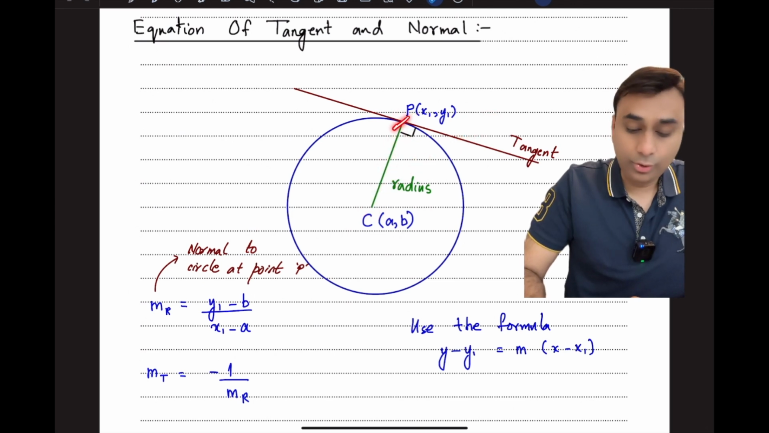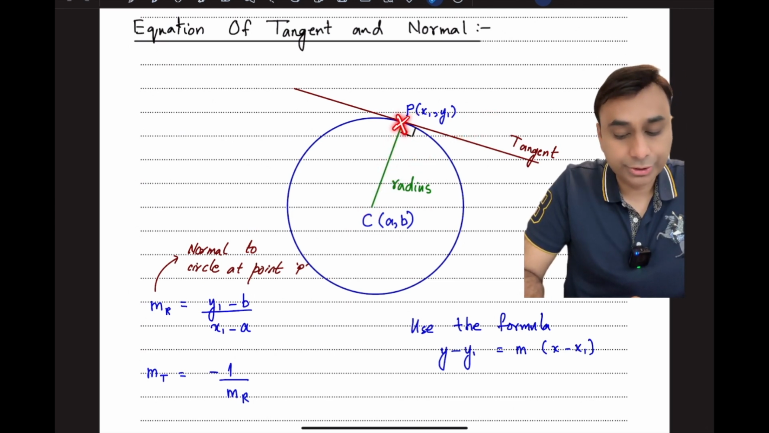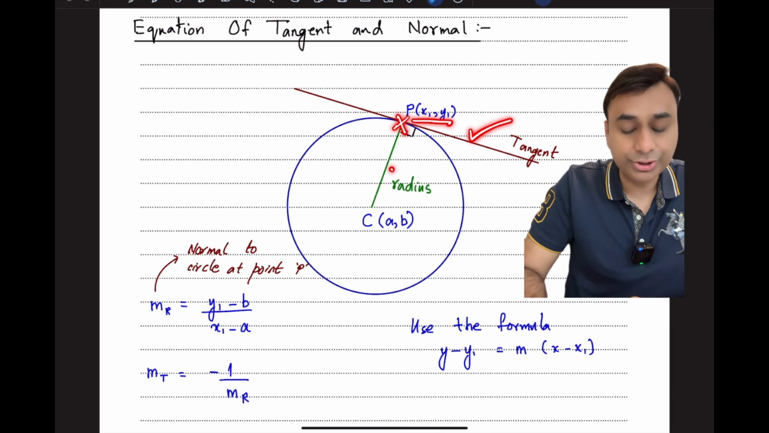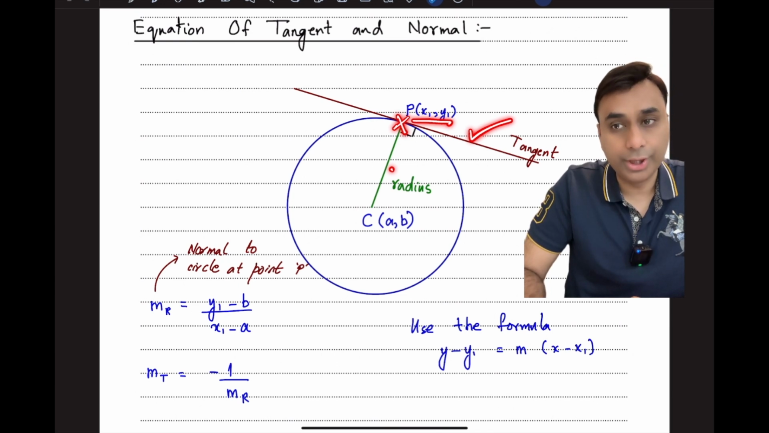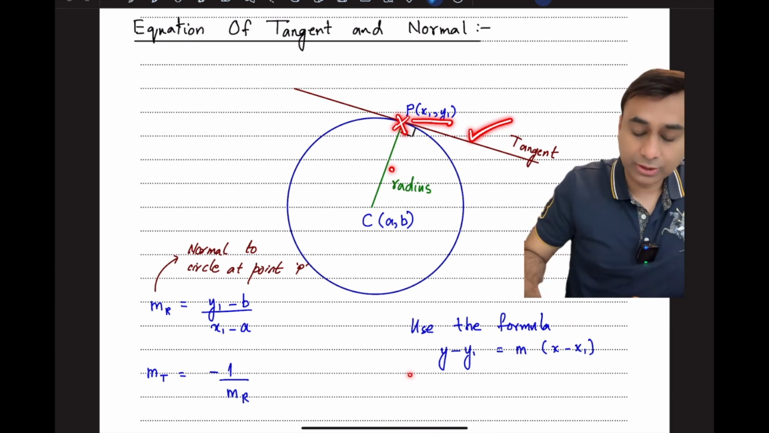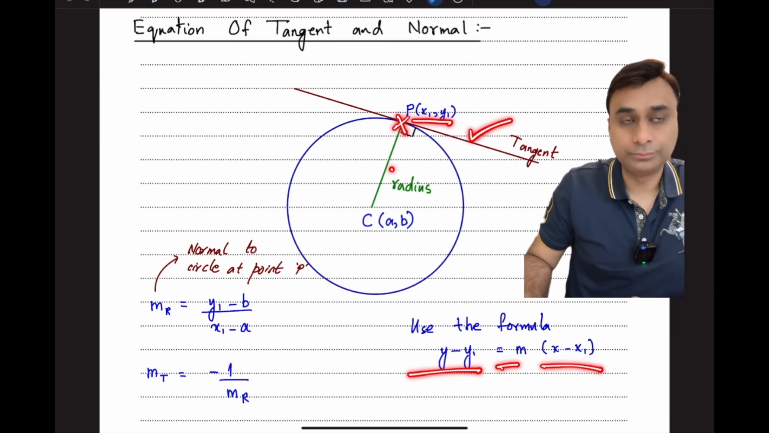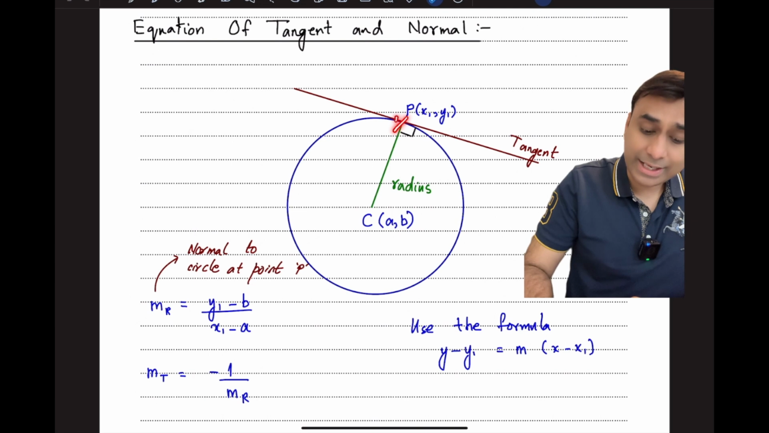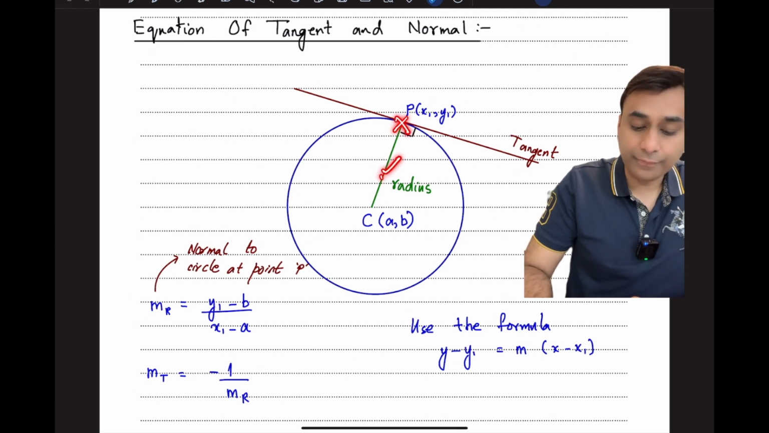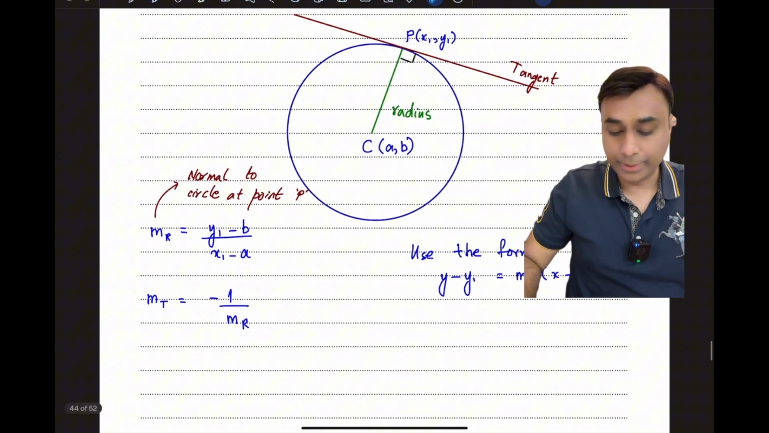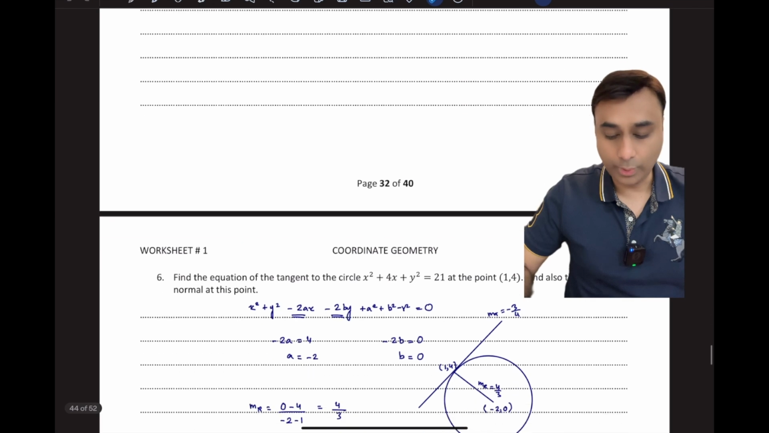You will be knowing the point at which you are drawing a tangent and a radius. So using that point and using the gradient of tangent, you can find out the equation of tangent by using the formula y minus y1 equals m times x minus x1. Using the same point and the gradient of the radius, you can also find out the equation of radius using the same formula. So let's see how we can apply this particular concept in questions.